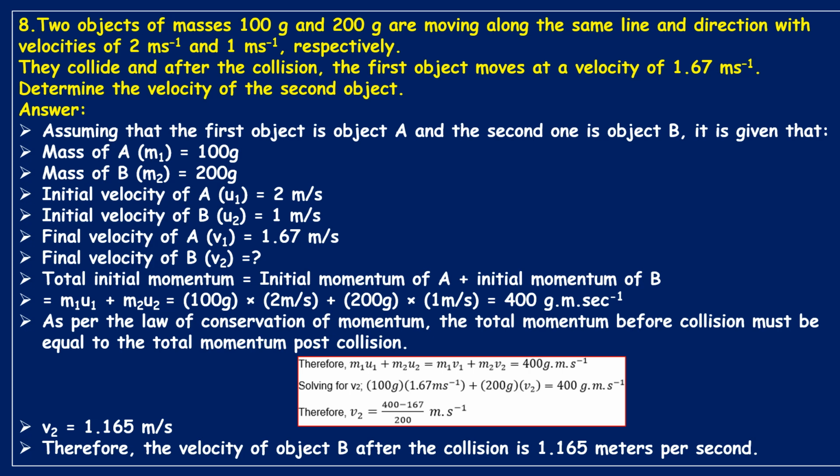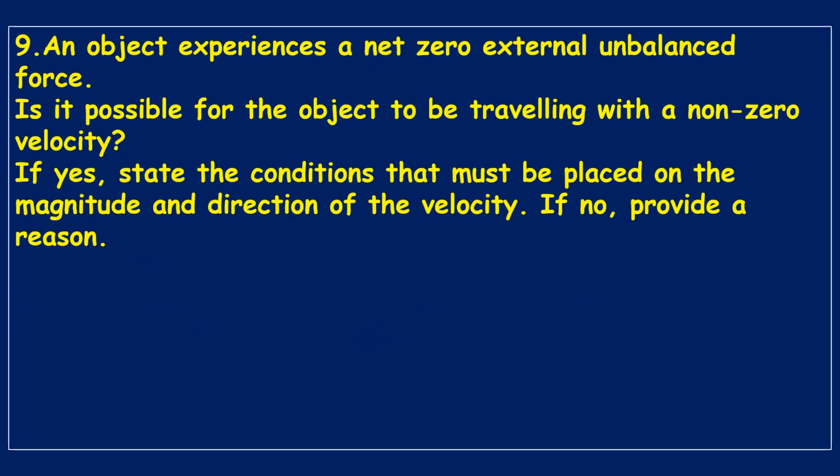Here we have to use the law of conservation of momentum. We have to calculate the total initial momentum. From that we find the final velocity of object 2 using this formula: m1 u1 plus m2 u2 is equal to m1 v1 plus m2 v2. The initial momentum should be equal to the final momentum of the objects, that is equal to 400 gram meters per second. You got it?